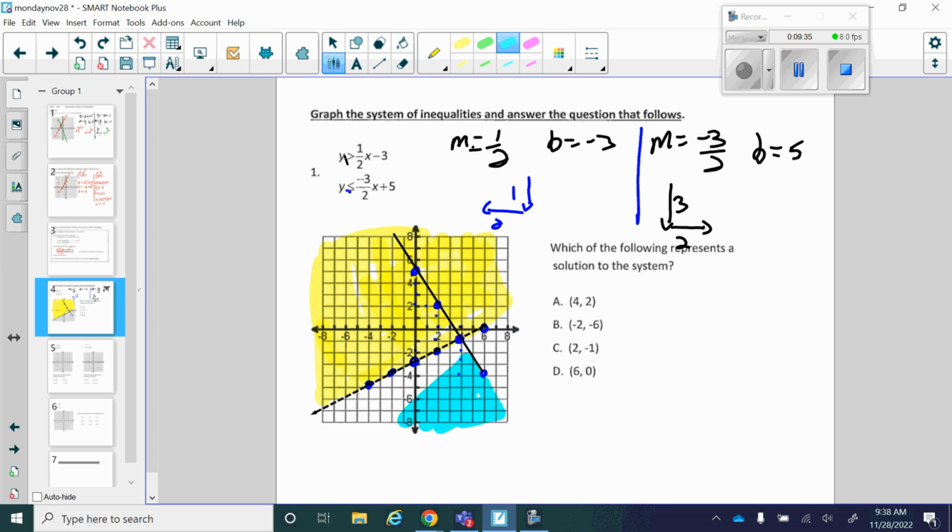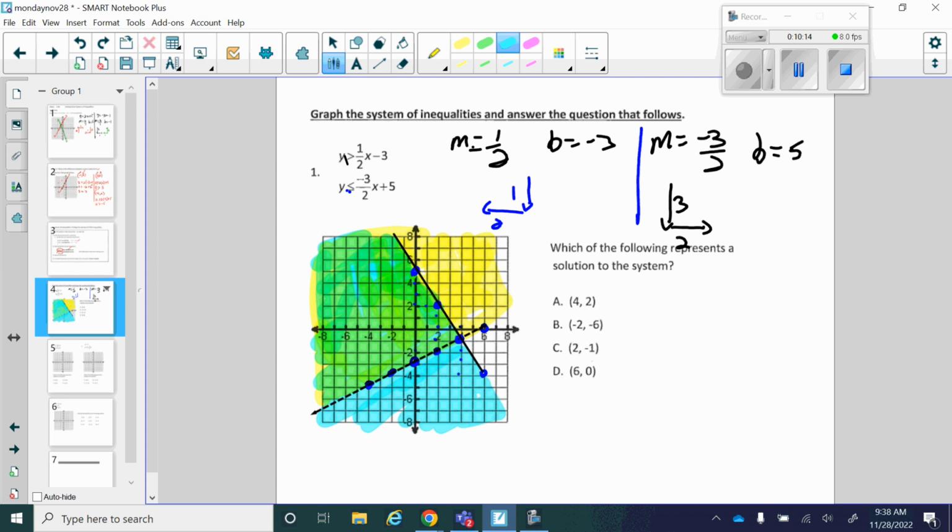Below the line. Now, where the shaded areas overlap, that's going to be my solution area. And you can see now the green area, that's where they overlap. So everything in the green area is my solution area. Good. So the question asks you now, they give you 4 points. I want to know which point is in the solution area, which is the green area.